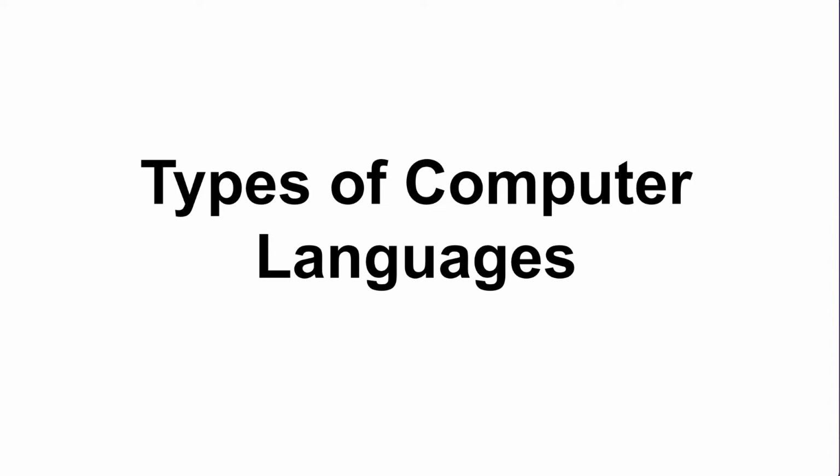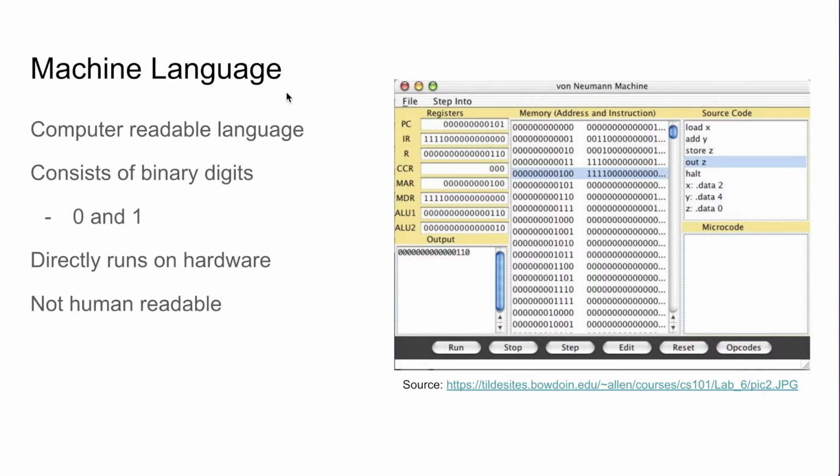Today I'm going to talk about the different types of computer languages. The first type of language that we have is machine language, and machine language is going to be computer readable language, and it's only going to consist of the binary digits 0 and 1.